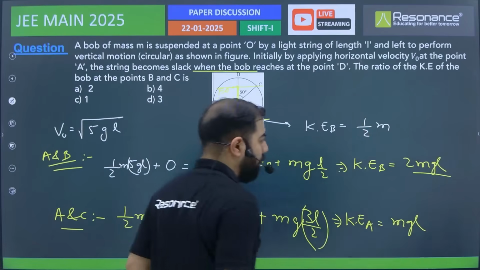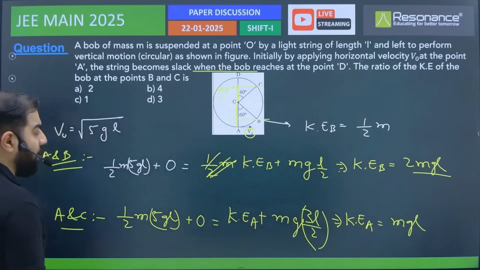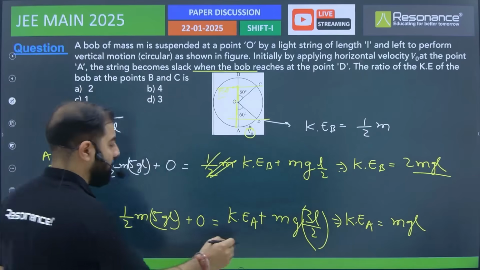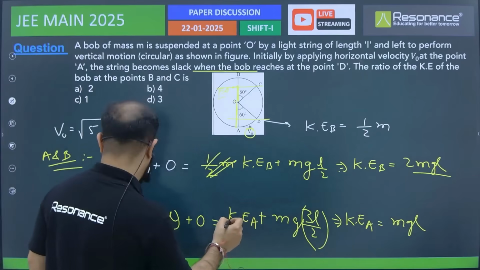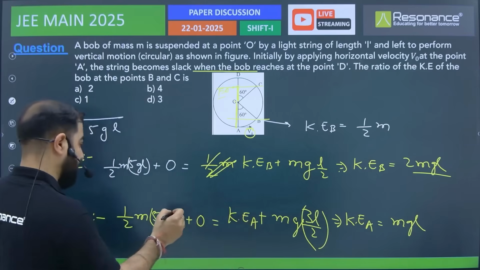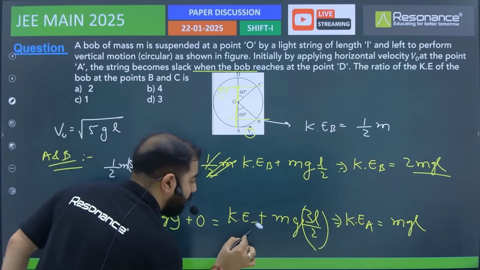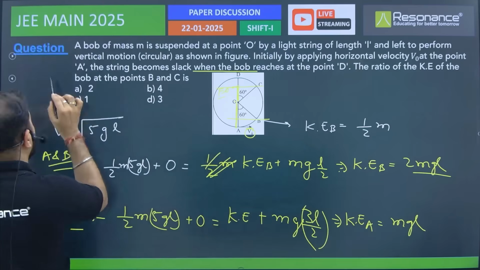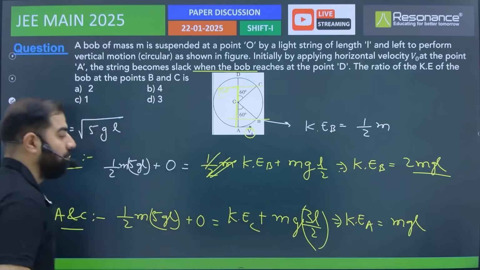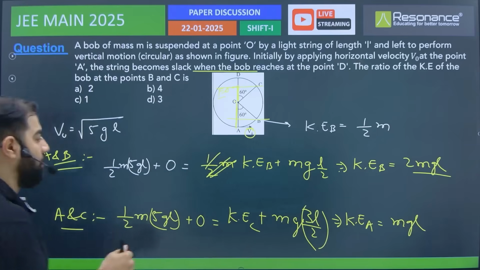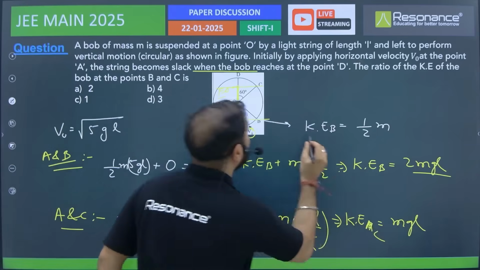So the ratio of kinetic energy B to C should be taken. This will be point C, right? This will be point C. Someone is saying please correct it. It is point C, right? This is point C.